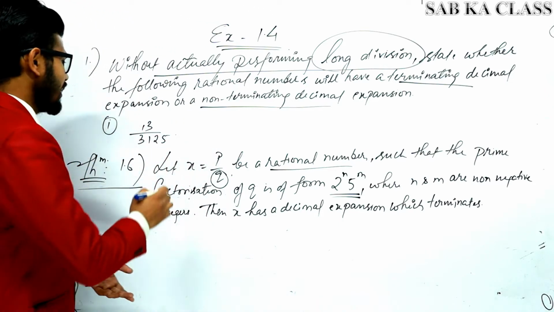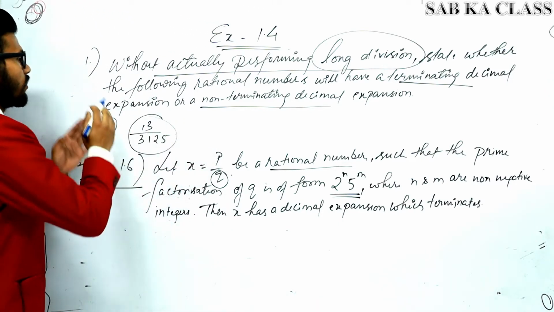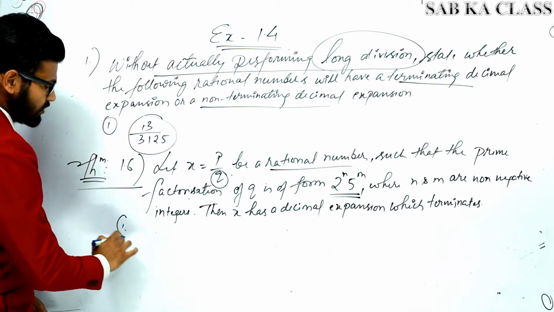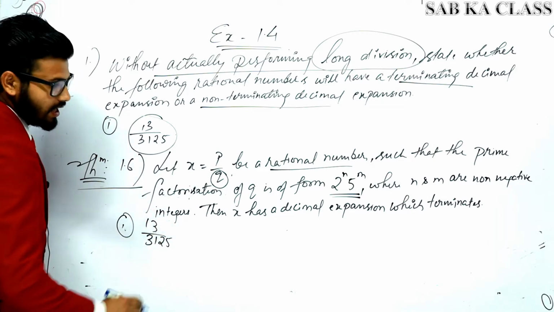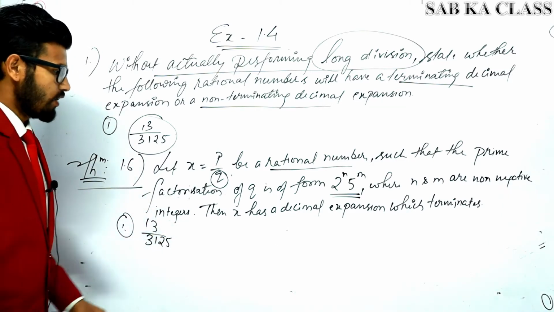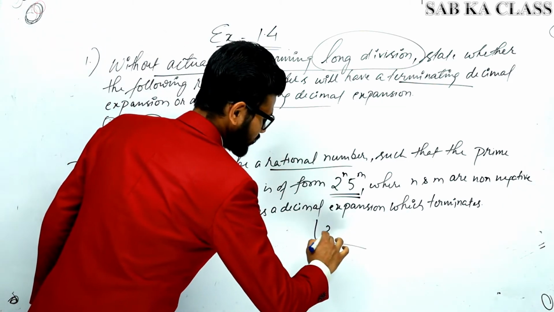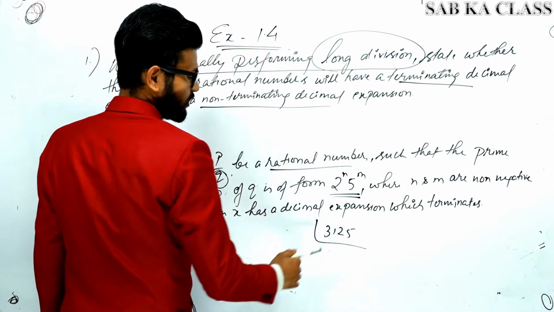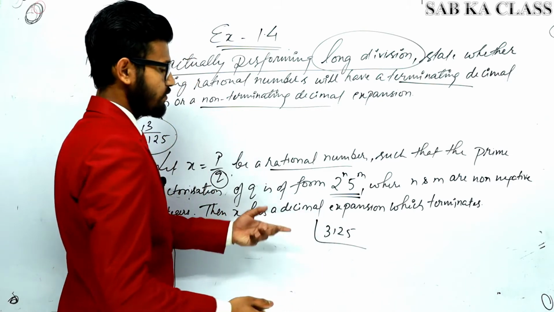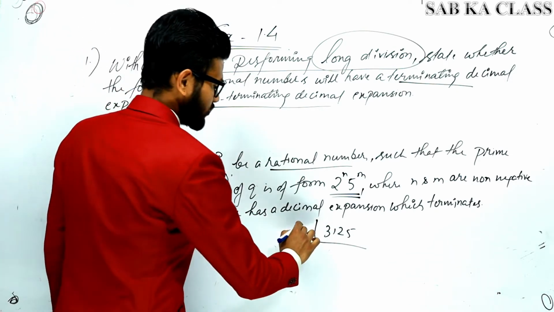For example, let me carry out question number 1. It says 13 by 3125. Let me factorize 3125. What are you going to get? It cannot be divided by 3, so 5 is the factor.